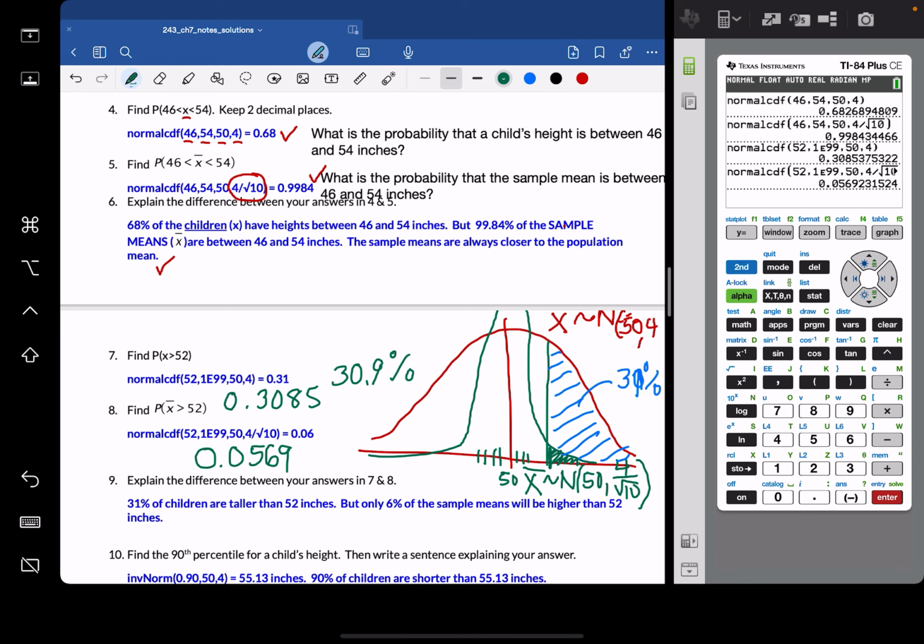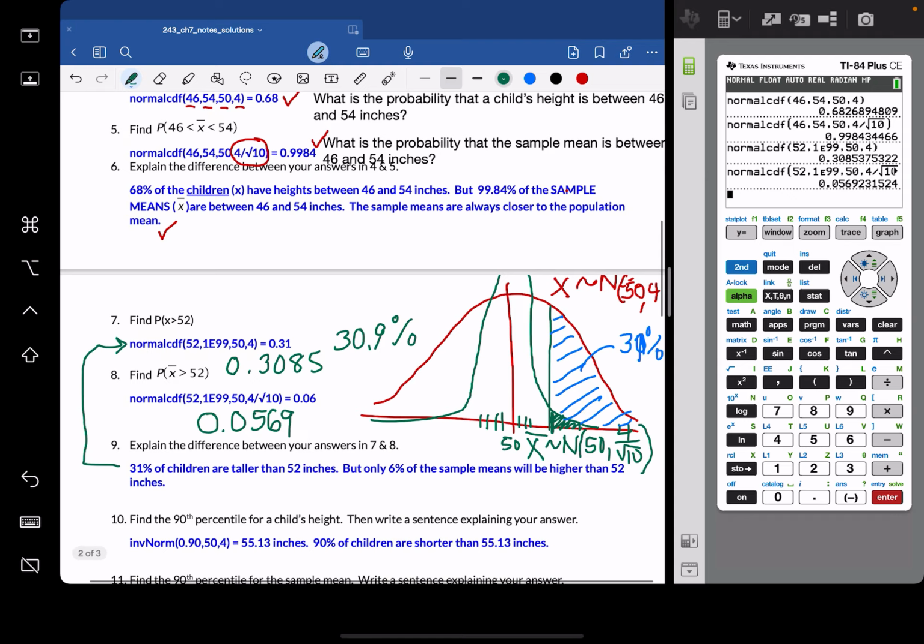Interpreting these results, 31% of children are taller than 52 inches. That's what we were talking about here. And only 6% of the sample means will be higher than 52 inches. There is less variability in the sample means than there is in the original data set. Once you get this, you'll be like, duh, that's obvious. But of course, it's a very formal mathematical principle as well.